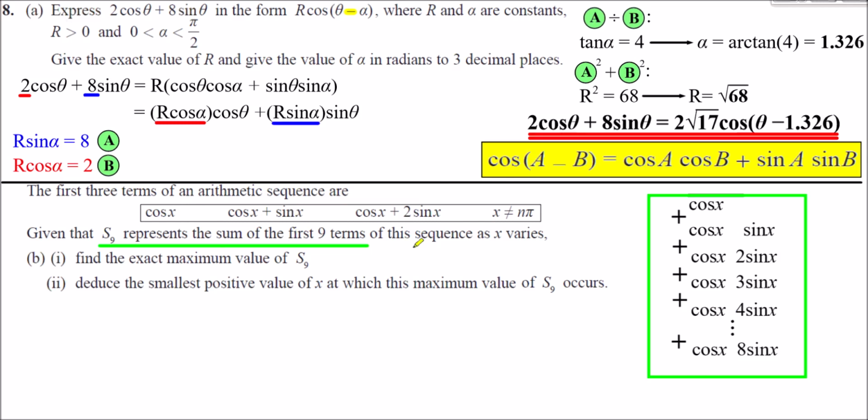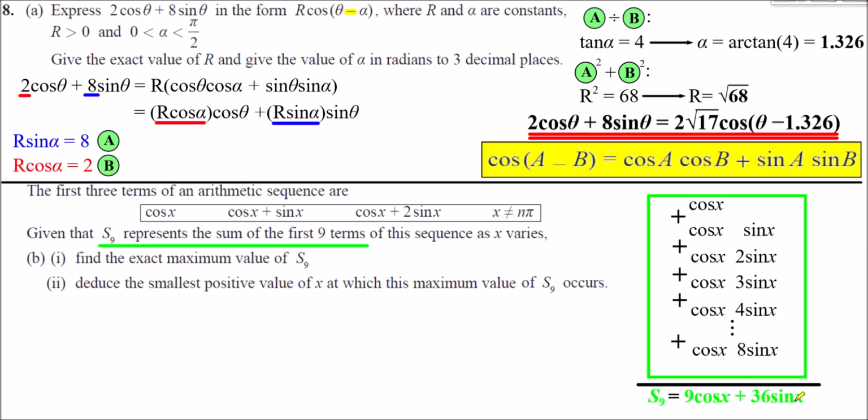1 sine plus 2 sine plus 3 sine. There's going to be 1 plus 2 plus 3 plus 4, all the way up to plus 8 lots of sine x. So it's the sum of the first 8 natural numbers to find out how many lots of sine you'd have. You could do it manually, I suppose, because 9 terms isn't that many, but you should find there's 36 sine x's. Simplified, S subscript 9 is 9 cosine x plus 36 sine x.